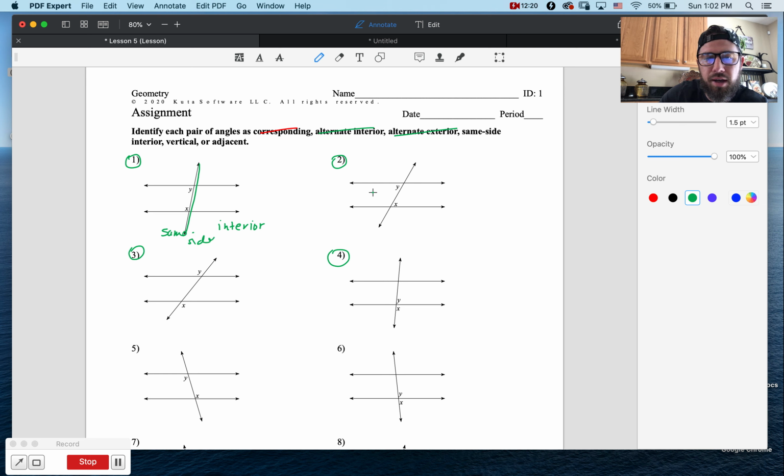Okay, these guys are on the inside of the parallel lines. Can you see? Here are the parallel lines. They're both on the inside, so it's probably going to be interior. And they're on different sides of the transversal. Can you see how one's on the left and one's on the right? So that means it's going to be alternate.